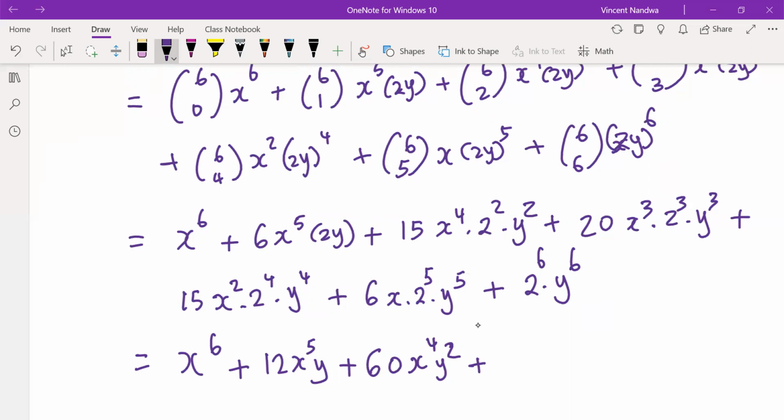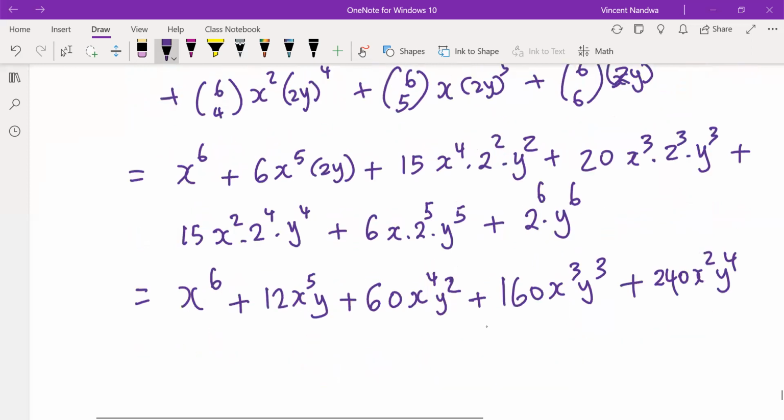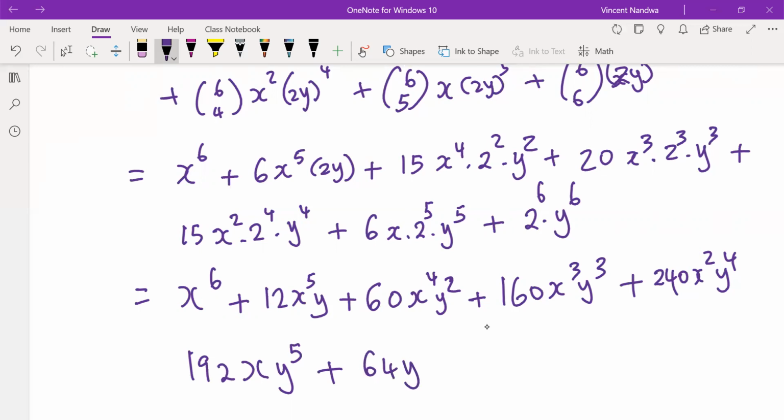Plus 20 times 2 power 3 gives you 160, x power 3, y power 3. 15 by 2 power 4 is 240, x squared, y power 4. 6 by 2 power 5 gives us 192, x, y power 5. 2 power 6 is 64, y power 6.